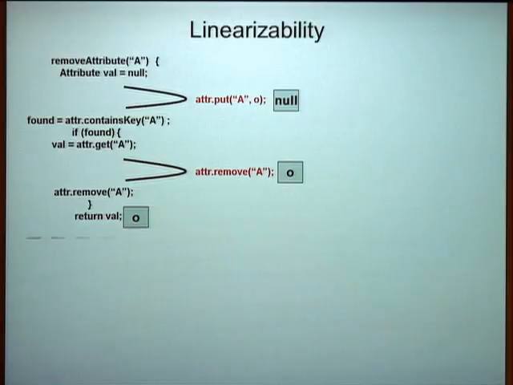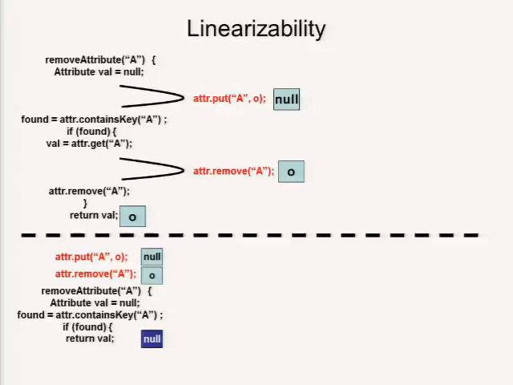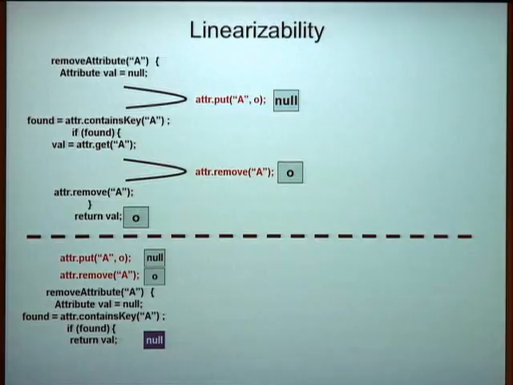So actually we have here three options. The first one: first do a put, then a remove, and at the end run remove attributes. And you can see that put as before returns null because this is the first operation. Remove returns O because it runs just after the put. However, when I'm running remove attributes here, you can see that at this point the collection is empty because I added the key A and then I removed it. So it runs and it just returns null, unlike here. So this is not the equivalent sequential execution.